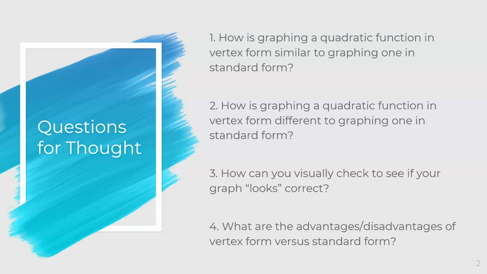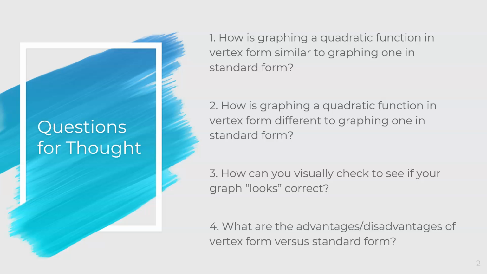Number 2 says, how is it different? Vertex form, when you look at it, you can see the vertex, so you can see that point quickly and easily, but you have to calculate the rest. In standard form, however, you actually have to calculate the vertex like we did last class, and then after you calculate the vertex, you can actually see the y-intercept.